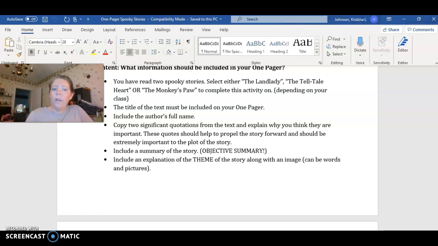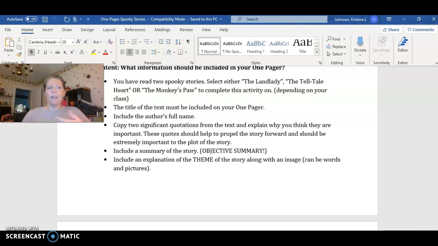You will also include a summary of the story. It should not go on and on and on. It should talk about what is the main points of the story and go from there. The next part is the theme. So I should be able to tell what the theme is of the story based on this part. You are explaining the theme. It can use images as well as the words.